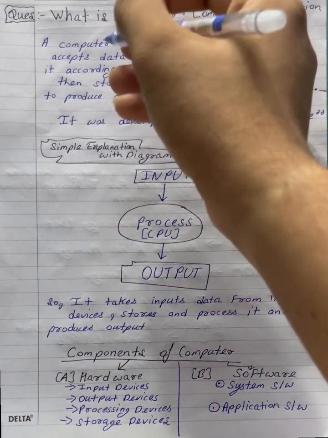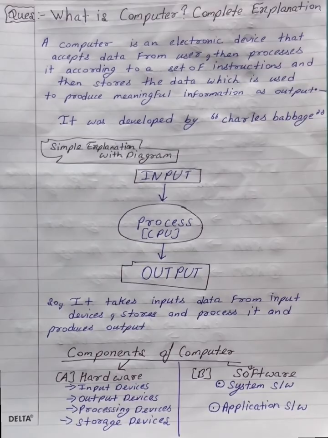Let's first discuss what a computer is. So, guys, it's an electronic device that accepts data from the user, then processes it according to a set of instructions, and then stores the data, which is used to produce meaningful information as output. And it was developed by Charles Babbage.